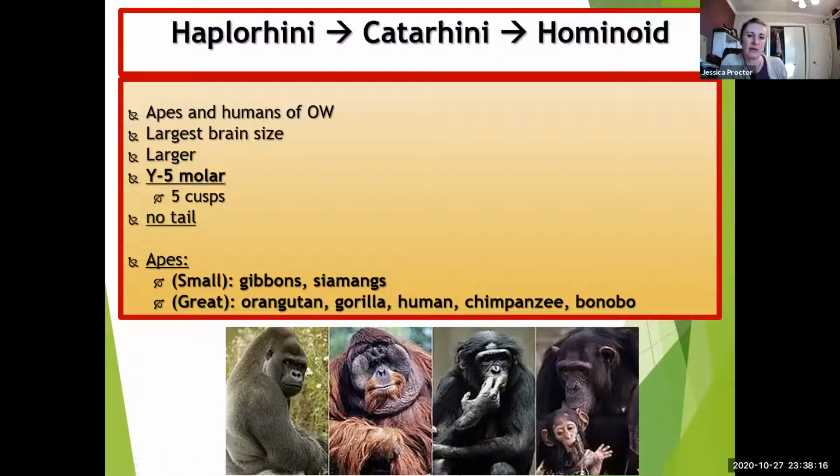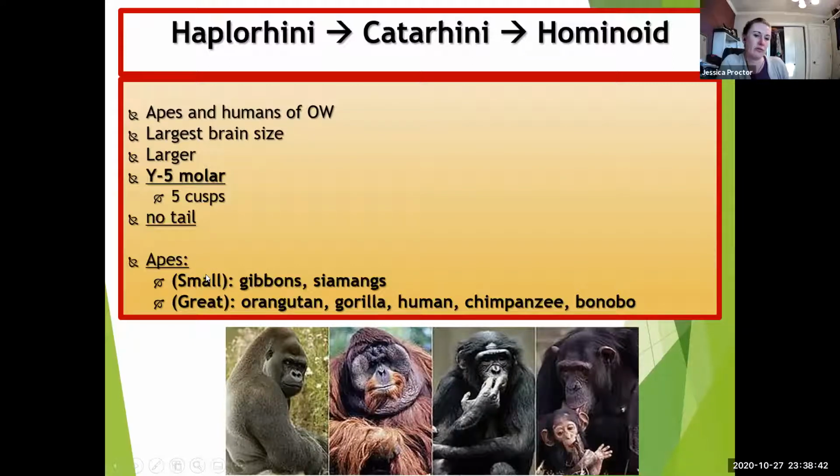And then the apes and humans will have this Y5 molar pattern. Another way to distinguish a hominoid from the Old World monkeys is that they have no tail. Of course, they still have the coccyx. They have the remnants of a tail, but they do not have an actual tail. So the apes themselves are divided into what we call the lesser apes and the greater apes. So just like you might expect, the lesser apes are smaller in body size and the great apes are larger.